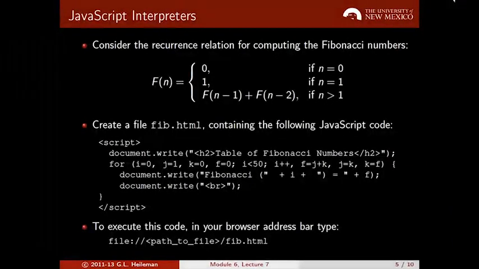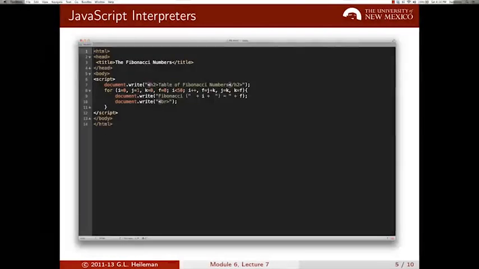Now, to execute this code in your browser, you can either double-click on it or you can specify the path to the file. If you double-click on the file, it'll actually show you the path in your browser address window. Let's take a look. So I've opened up a text editor and I wrote the code that I showed you on the previous slide into this file. Added a few other things.